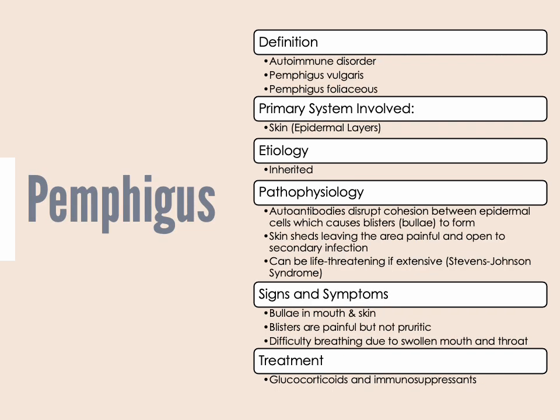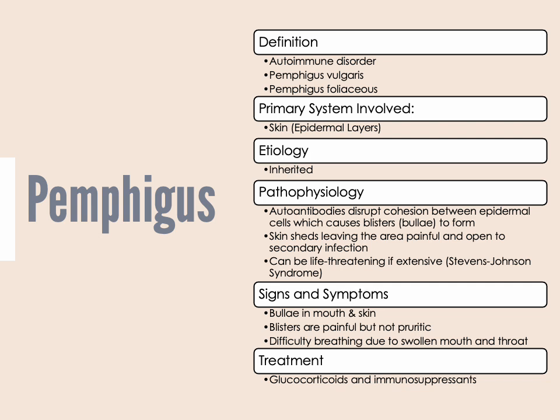Next, we'll talk about pemphigus, and you do have two different types listed here. You have pemphigus vulgaris, and then you have pemphigus foliaceus. Pemphigus vulgaris specifically affects the mouth, whereas pemphigus foliaceus affects other areas of the skin. This is considered an autoimmune disorder where the body is attacking itself. You do have the development of autoantibodies that disrupt your epidermal cells, which causes bullae or blisters to form.